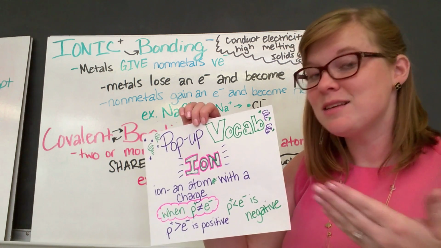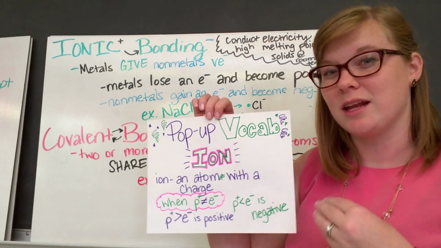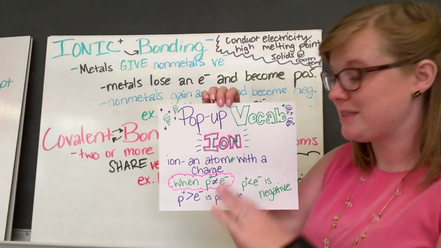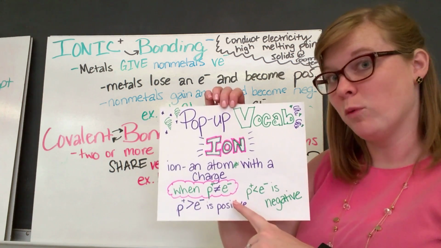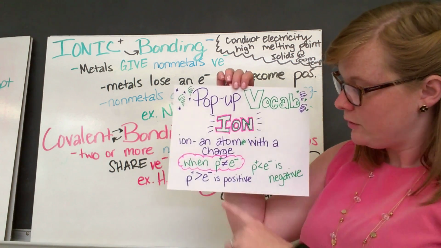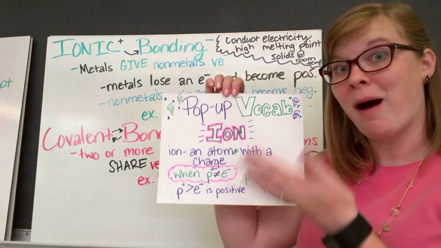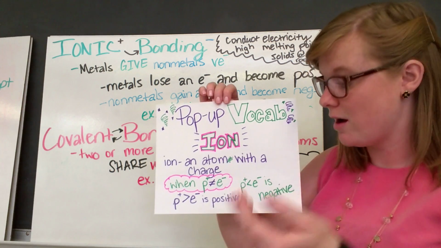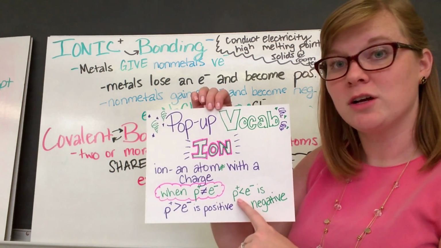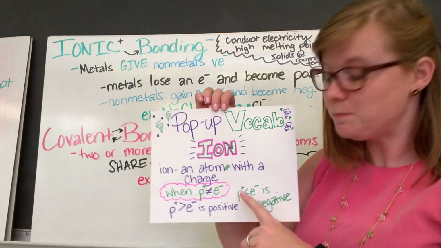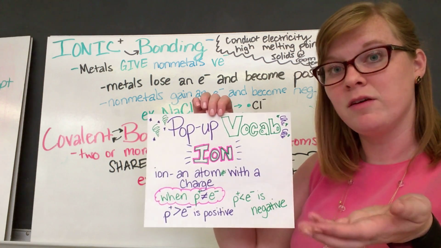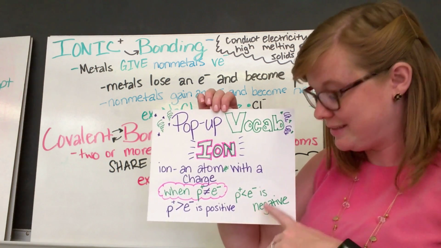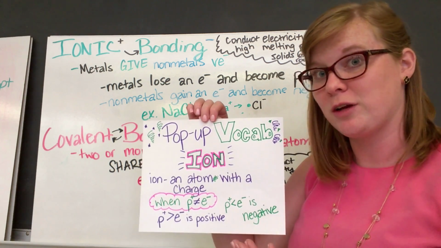In most cases, protons and electrons are going to be equal, that's going to cancel out. But when an atom becomes an ion, we're either going to have more electrons or more protons. So if we have more protons, it's positive. We've got more positive than we've got negative, so it's a positive ion. If we've got more electrons than protons, then we've got more negative than we've got positive, so it's a negative ion. So that should be pretty straightforward.